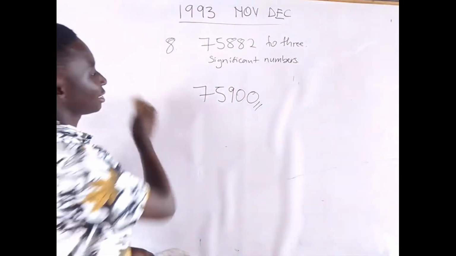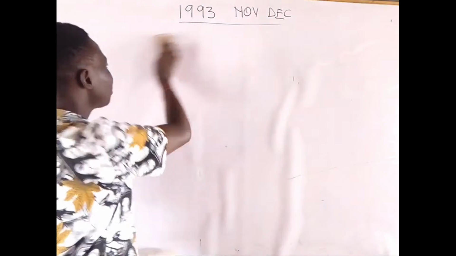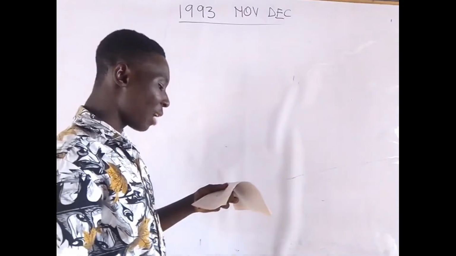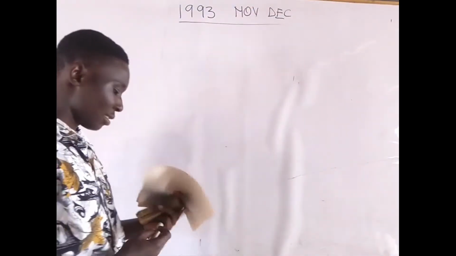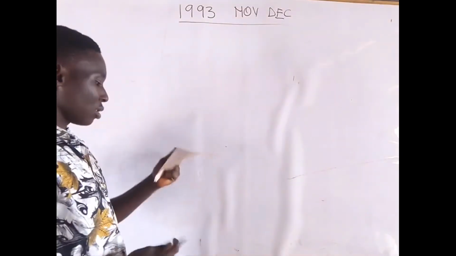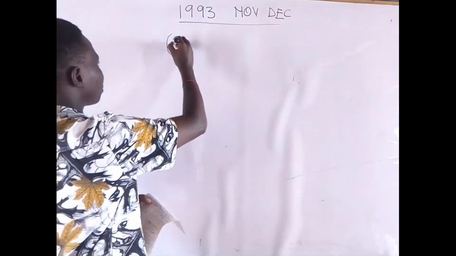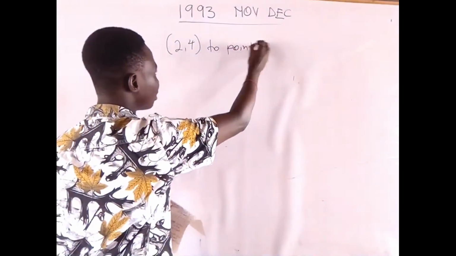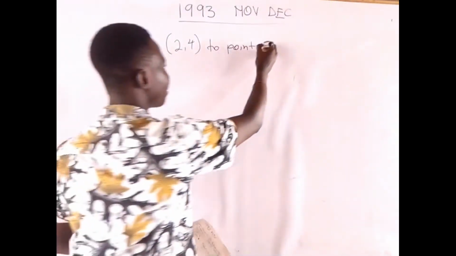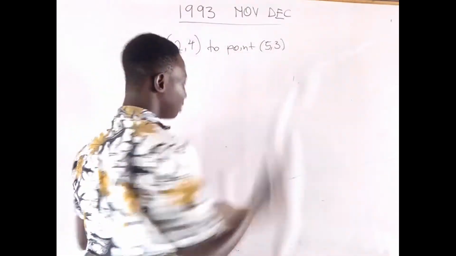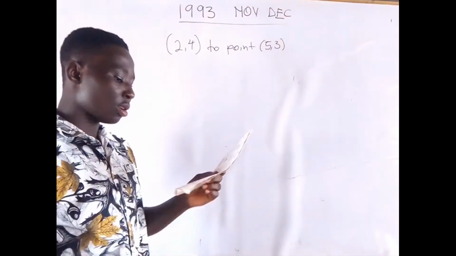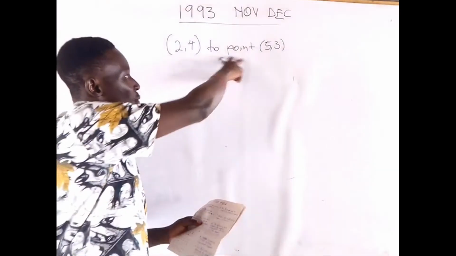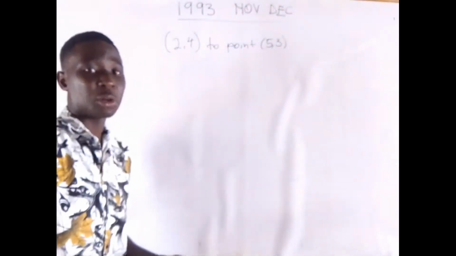Number 9. Let me do this. Find a vector which translates the point 2, 4 to the point 5, 3. So now we have to find a vector which translates the point 2, 4 to the point 5, 3. And in this case, you don't know the vector that we are looking for.